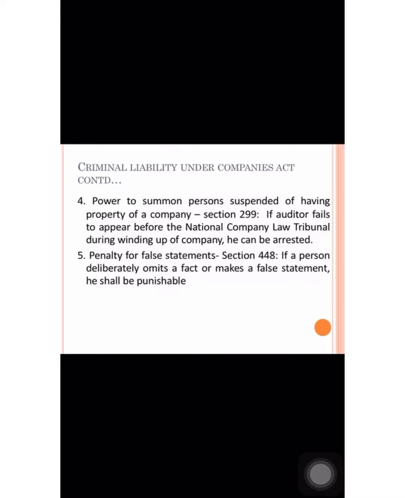Next is power to summon persons suspected of having property of a company. Now, during the course of winding up of a company, the National Company Law Tribunal may summon before it the auditor if the auditor is suspected to have possession of any property, books or papers or any document of the company, or if the auditor is capable of giving any material information regarding the company to the tribunal. Now, in this case, if the auditor fails to appear before the tribunal, then he can be arrested.